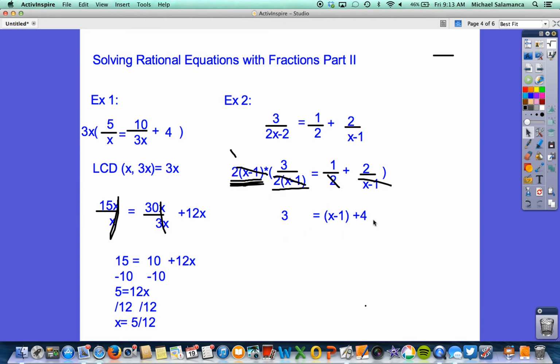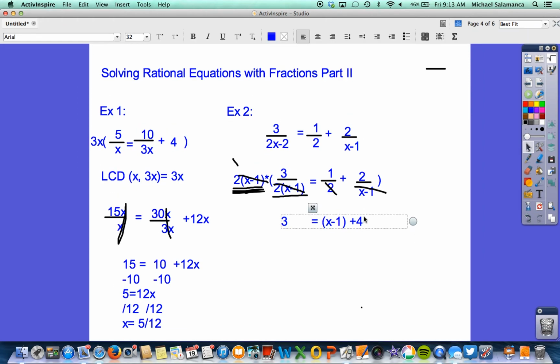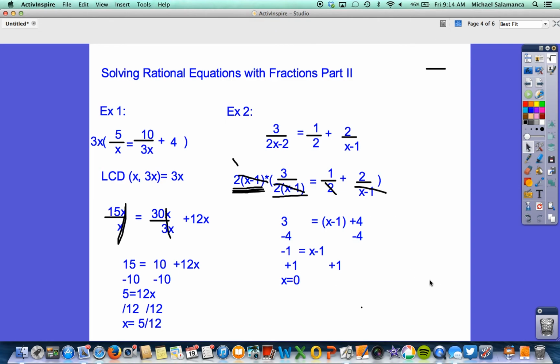So now we're just solving for x again. So we're going to subtract 4 from both sides because we have a positive 4 and the opposite is subtract. We have negative 1 equals x minus 1. Because this one on the right side is next to the x, we're going to get rid of that one. So we're going to add 1 to both sides. And so our final answer is x equals 0.